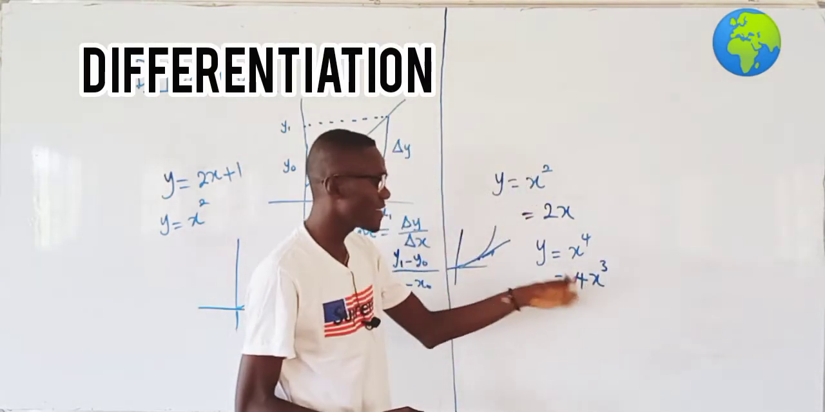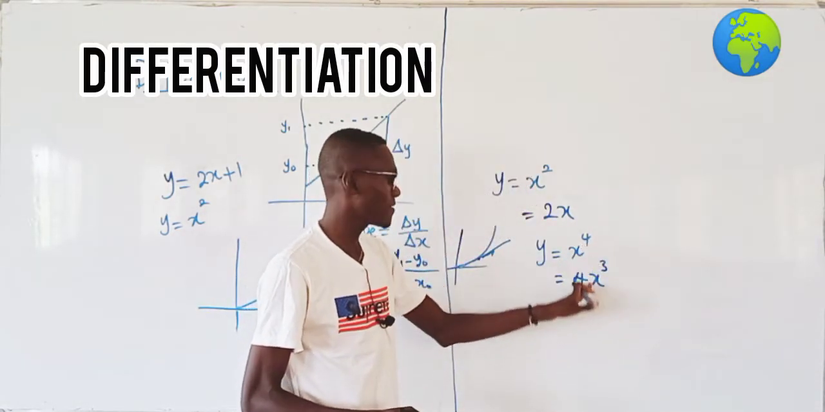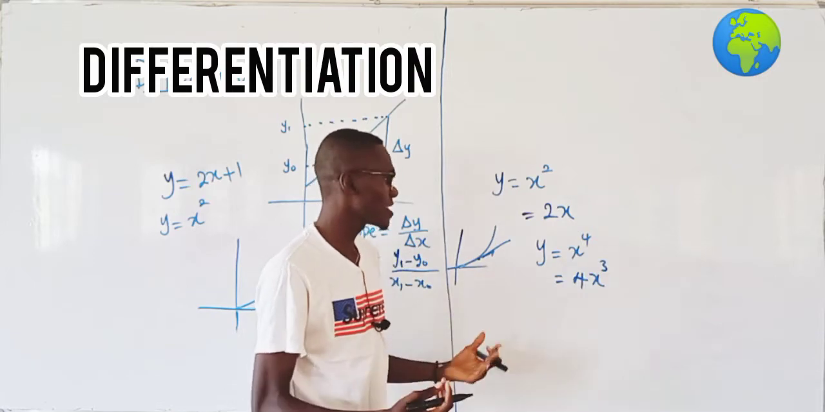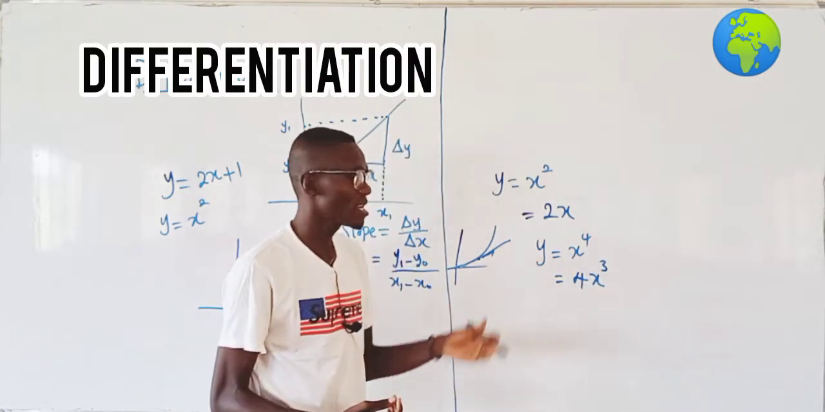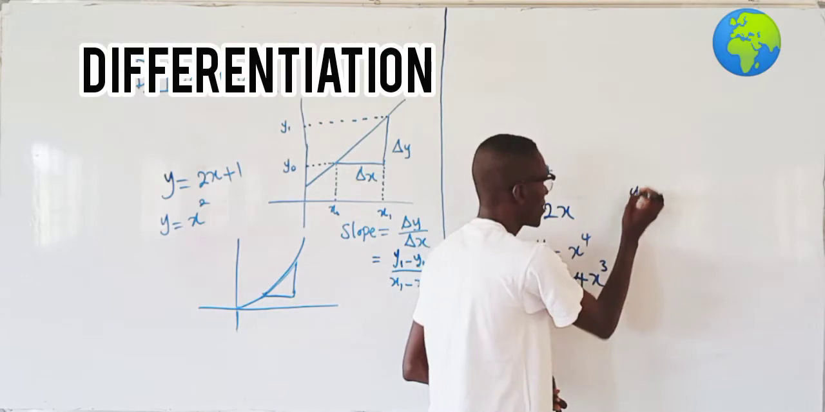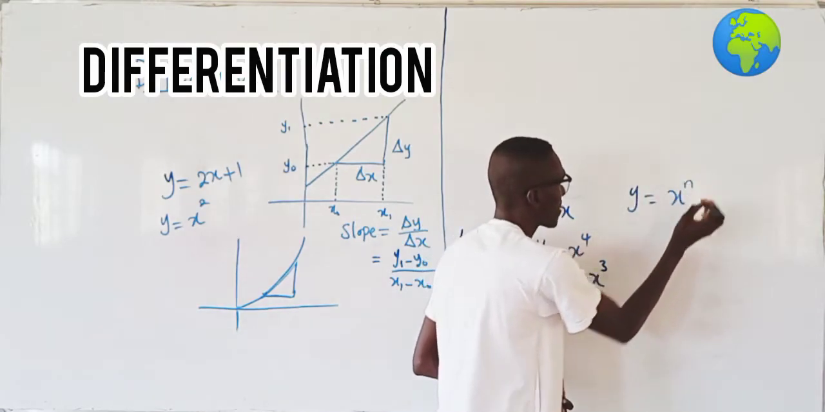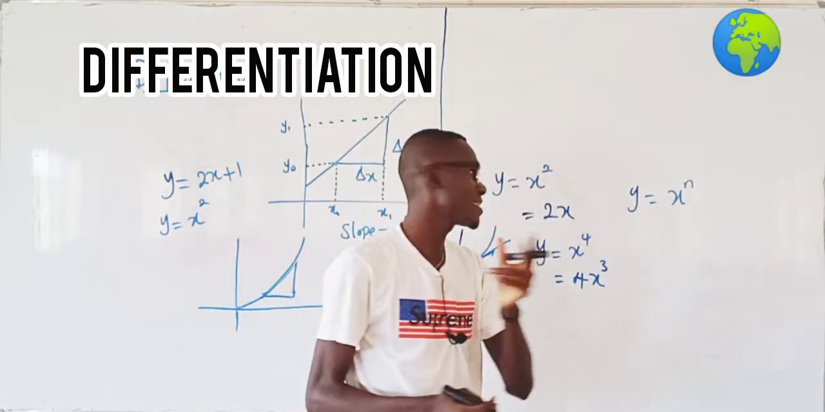So as you can see, the derivative of x power 4 is 4x cubed. Continuously. So let's make a generality. Let's make it like when you have y equals x power n. I'm trying to say that n is a number, right?